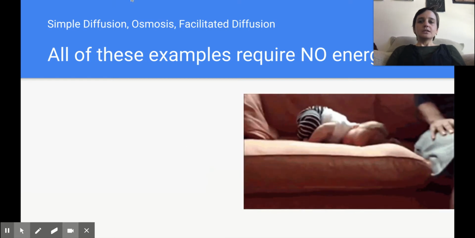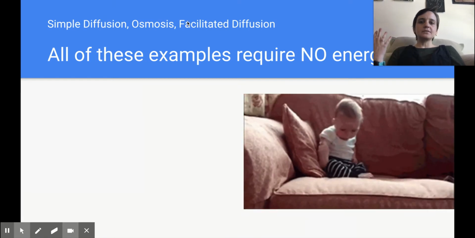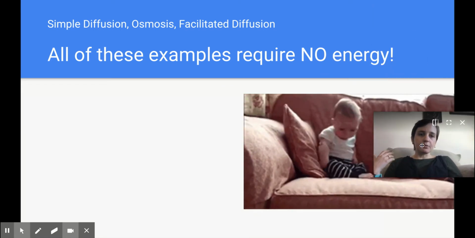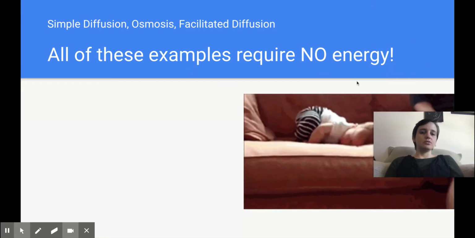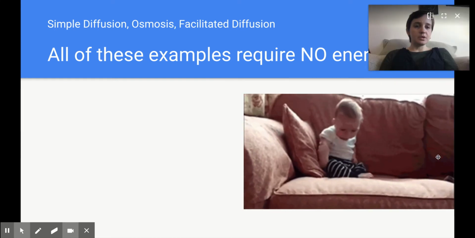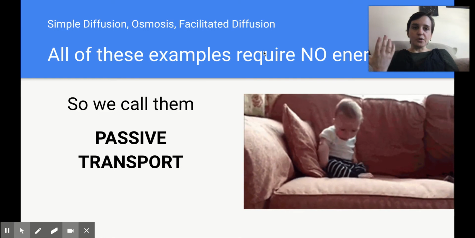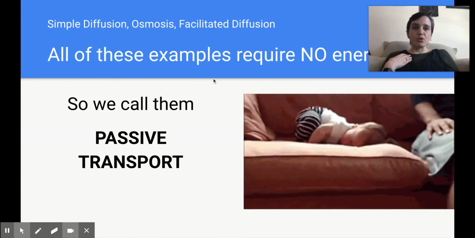Okay, simple diffusion, osmosis, facilitated diffusion. These are awesome because they require no energy. You don't need any energy. You can be as sleepy as this sleepy baby. Anything that has no energy, we call it passive transport.